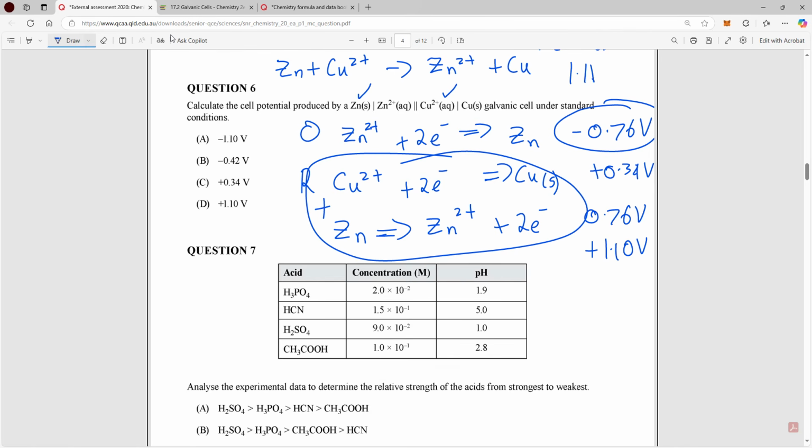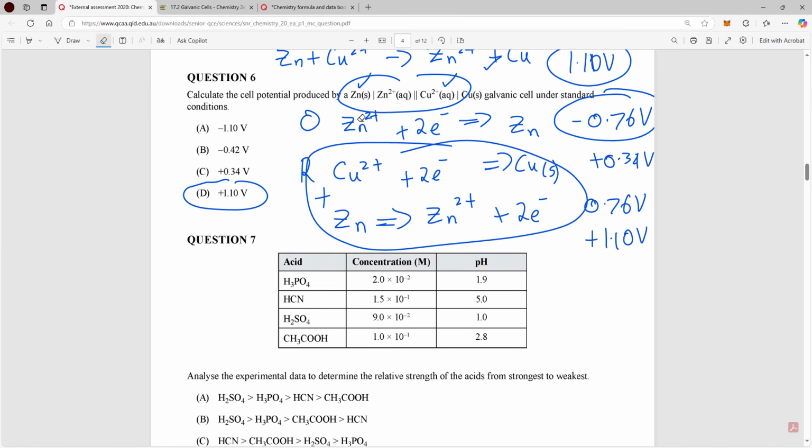So straight away I've written the equation like this here, and that's given me the voltage, which has actually answered the question because it was calculate the cell potential for the galvanic cell under standard conditions. So the correct answer here is D. And that's how you would do that one, if it's written in this form here.